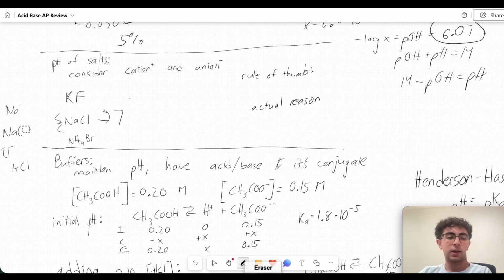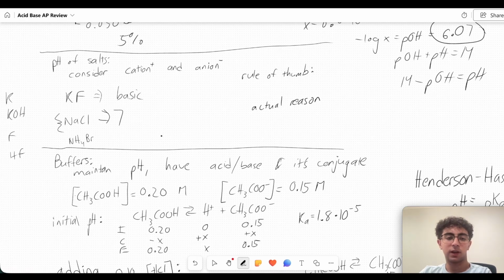Now let's say I had KF instead. K indeed comes from KOH, which is a strong base. However, F comes from HF, which is a weak acid. So basically, if something comes from a strong base and a weak acid, it's going to be basic.